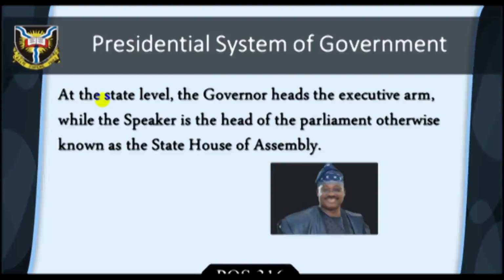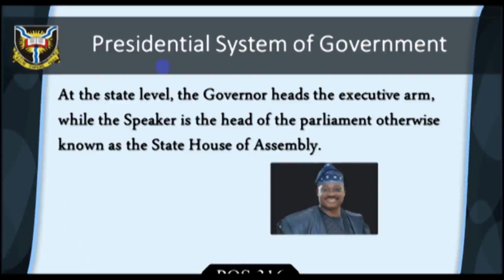Under Nigeria's presidential system, the executive arm at the federal level is headed by the president, while the legislative arm, that is the National Assembly, has the Senate President and Speaker as the heads of the Senate and House of Representatives respectively. There are 109 senators consisting of 3 members from each of 36 states and 1 senator representing the Federal Capital Territory, FCT. For the House of Representatives, there are 360 members without any member specifically representing the FCT.